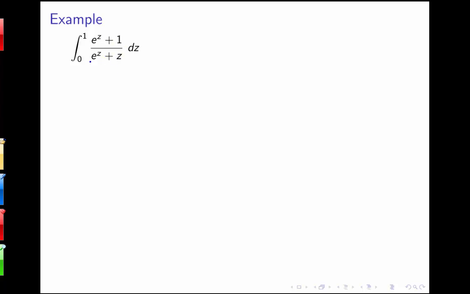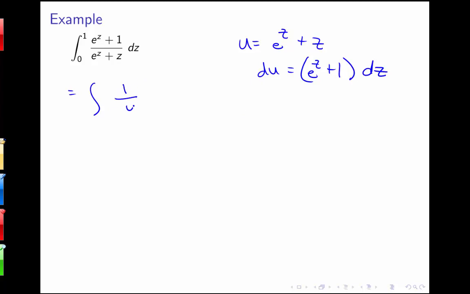So here it might not be immediately obvious what you need to let be your u in your u substitution. But notice if I pick u to be the denominator, the derivative of the denominator will be the numerator. So we'll let u be e to the z plus z, so that du is e to the z plus 1, put that in parentheses, times dz. So I have this integral of 1 over u du. So this part up here, e to the z plus 1 dz, that becomes my du, and then I have this 1 over e to the z plus z, or 1 over u.